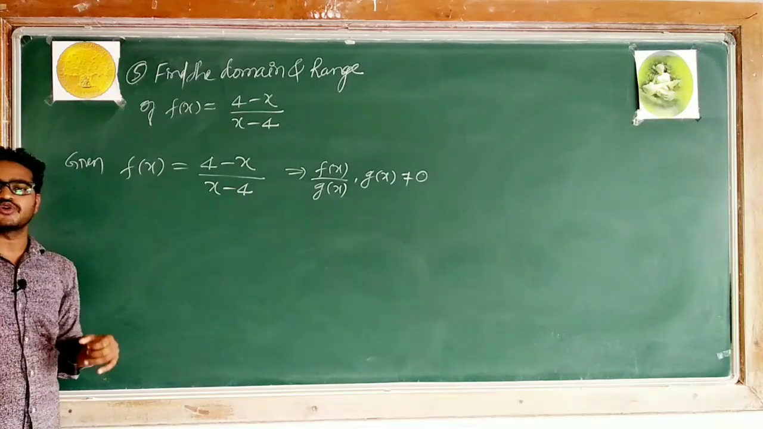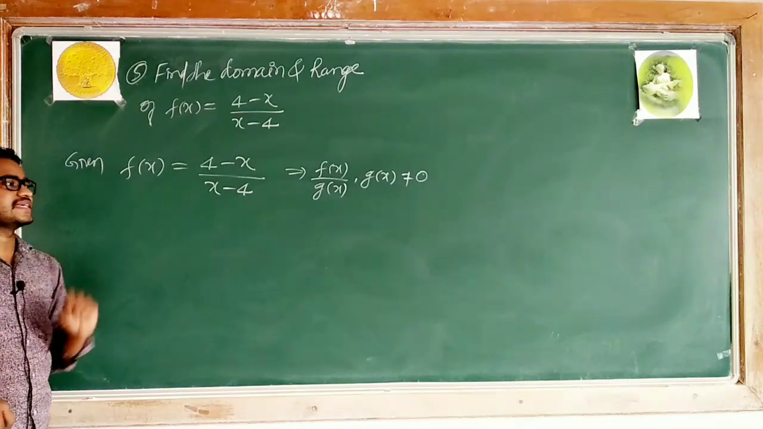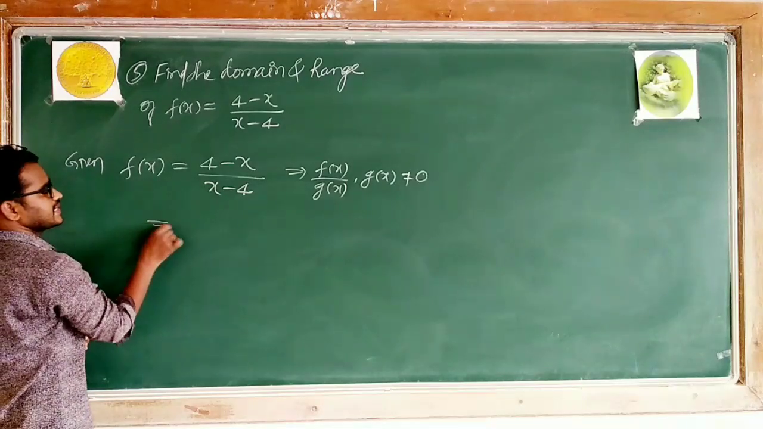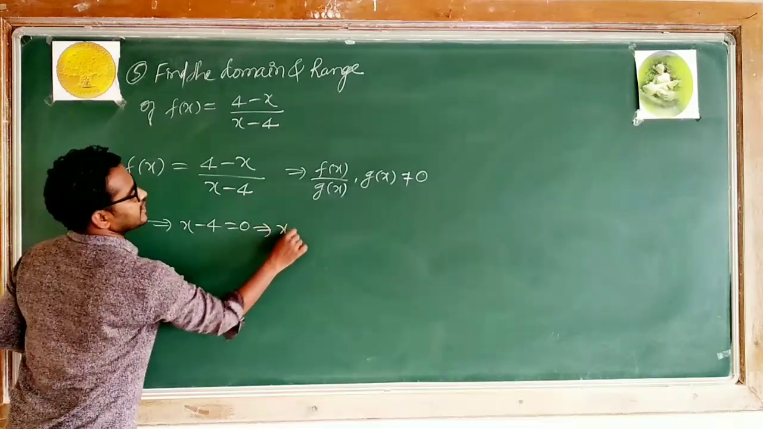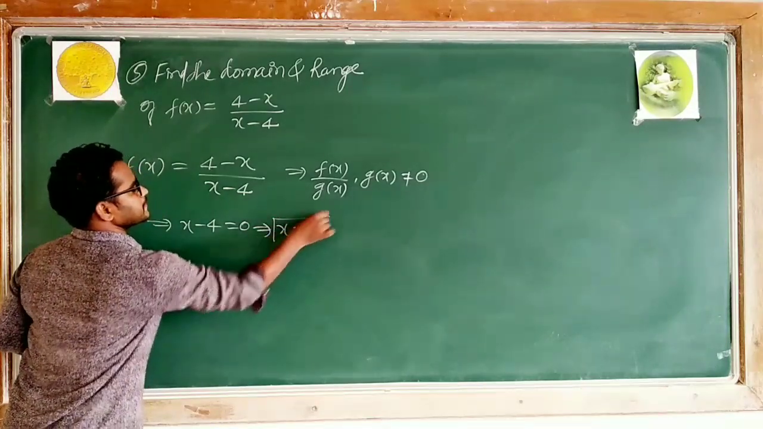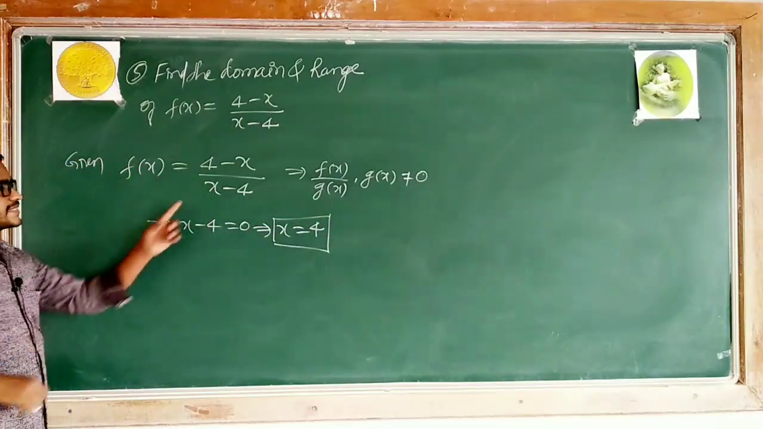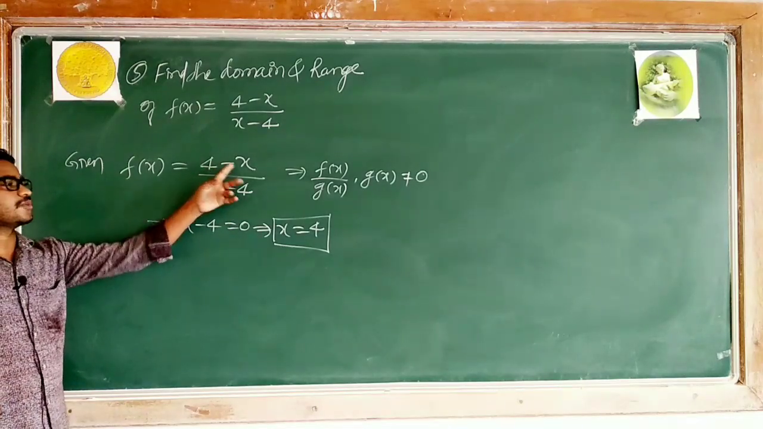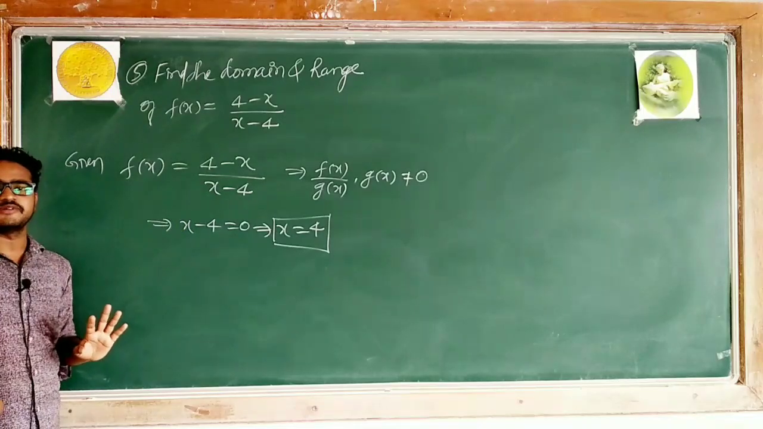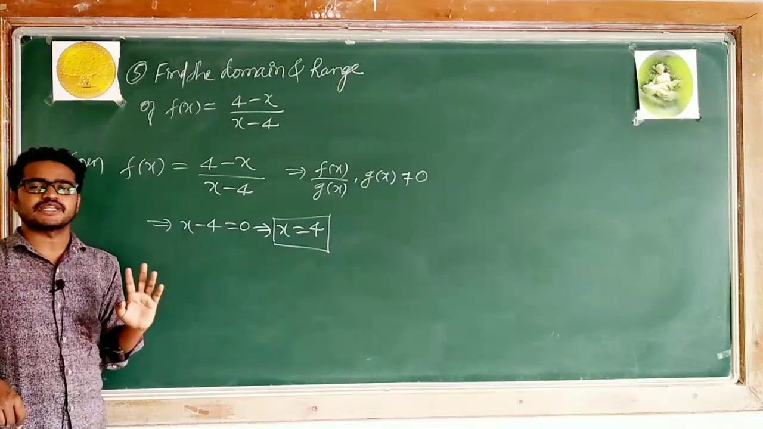When x minus 4 will be equal to 0, it implies that x minus 4 is equal to 0 if x is equal to 4. Listen to me. If x is equal to 4, you will get 4 minus 4, 0 by 0 form, indeterminate form, and you have to avoid x equal to 4.